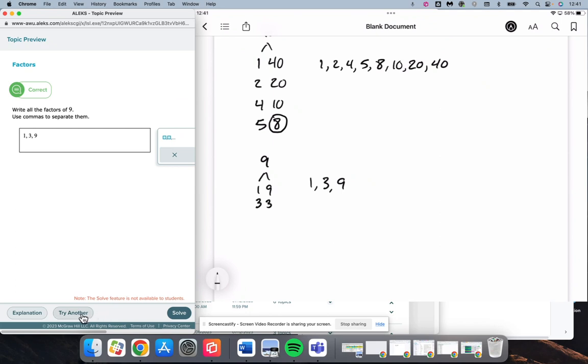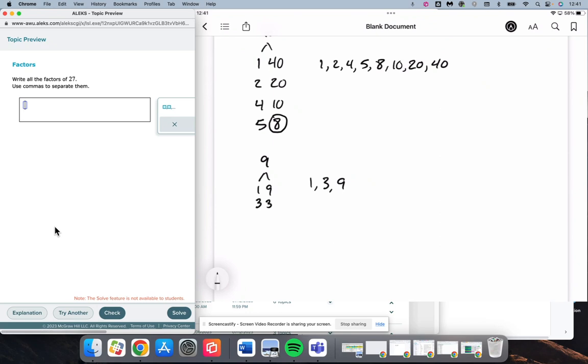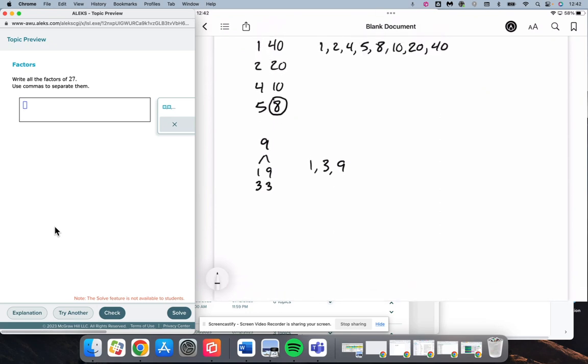All right, and since that one was so short, we will do one more. 27. 27, we have 1 and 27. 2 does not work. We got 3 and 9. 4 does not work. 5 does not work. 6 does not work. 7 does not work. 8 does not work. I've already got 9, so I know I'm done. 1, 3, 9, and 27.